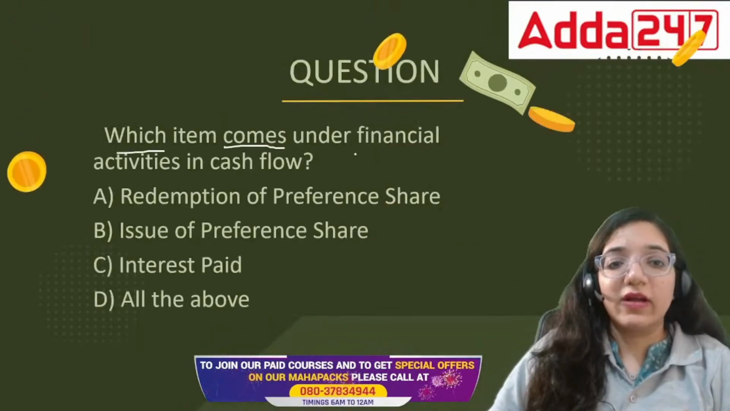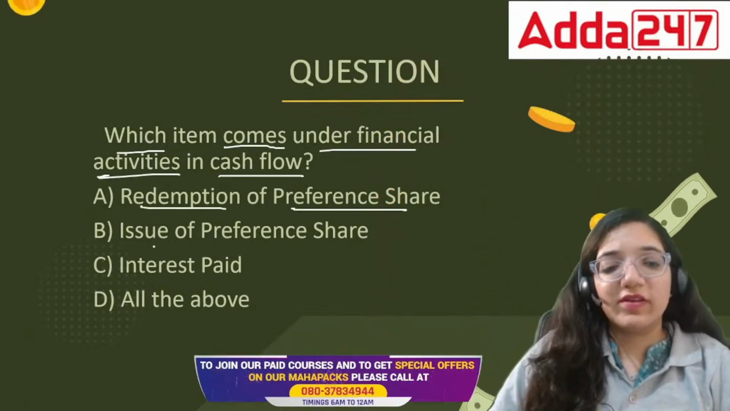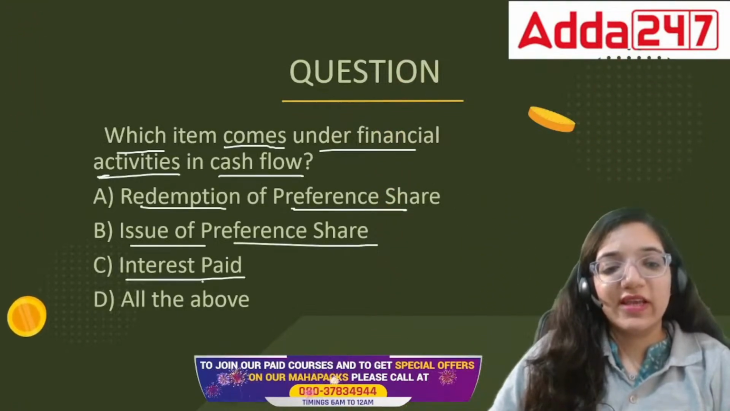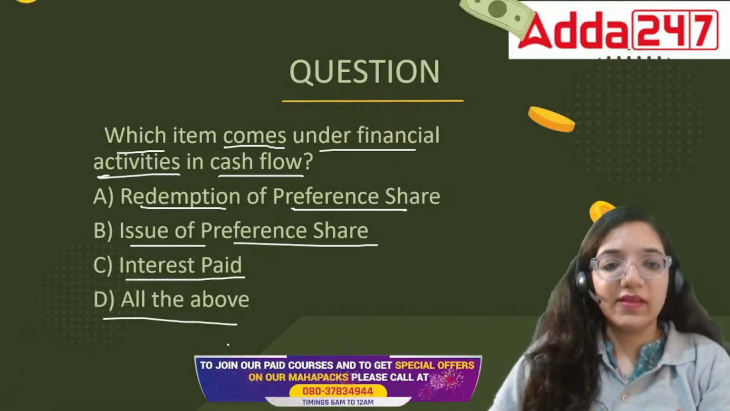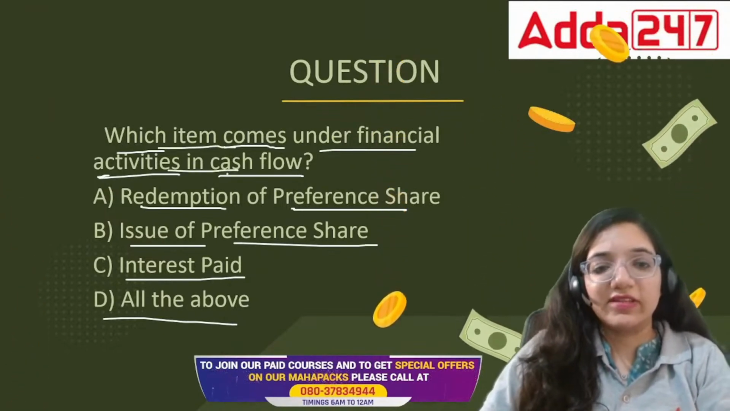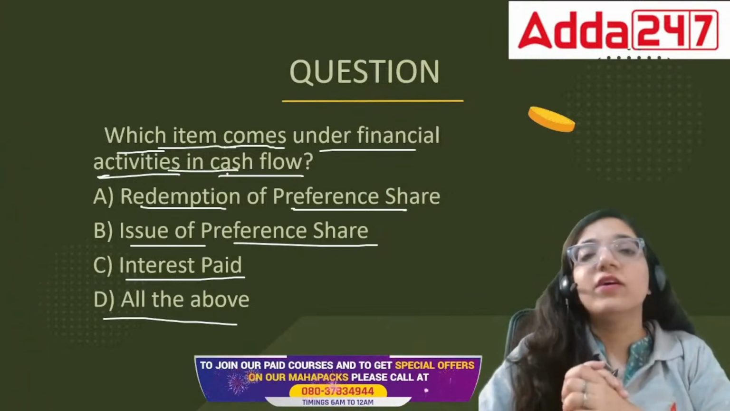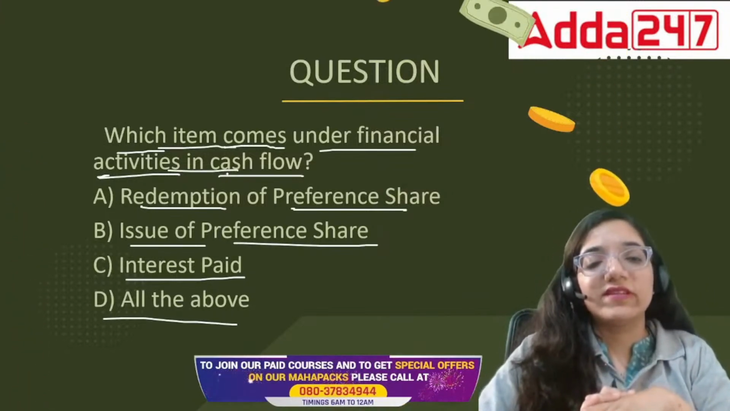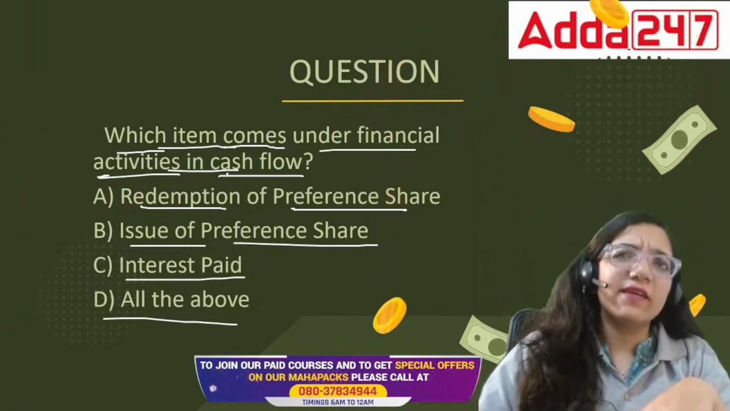Which item comes under financial activities in the cash flow? Redemption of preference shares, issue of preference shares, interest paid, or all of the above? Financial activities are again for raising the organizational funds. Then first is redemption of preference shares. We are paying off the preference shares. Yeah, they give us funds.